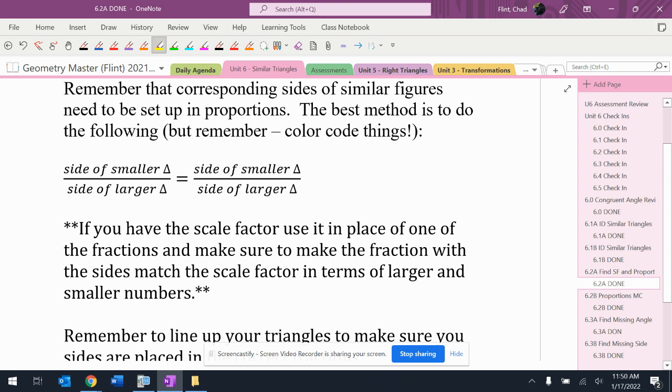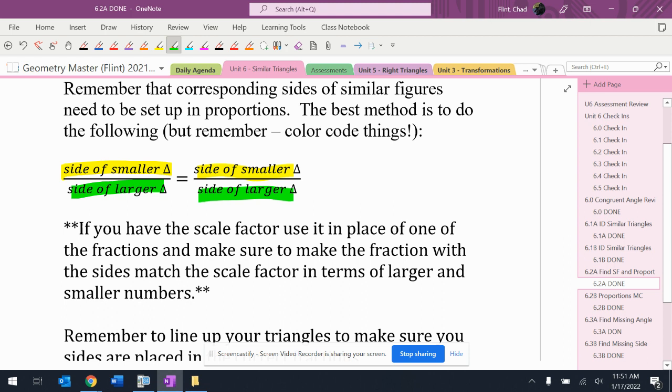When I set up proportions, this is what I'm going to do. I'm going to take a side of the smaller triangle and a side of the larger triangle and put them together. That's the scale factor for that set of triangles. And then if I need to find another side, I'm going to do the exact same thing in another triangle, but with a different pair of sides.